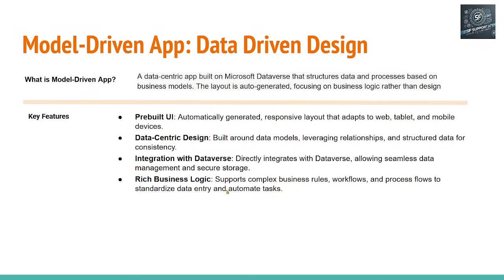And rich business logic. We can add business logic, which means if there are text boxes, and you want to show the city, assume that you have two boxes, one is state and another is city. Based on the state that the user selects, we want to list out only the cities in that state. That is a simple business logic, right? If we want to add that kind of business logic, we can do it in the model driven app pretty easily.